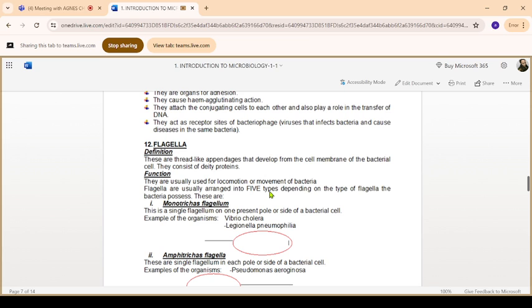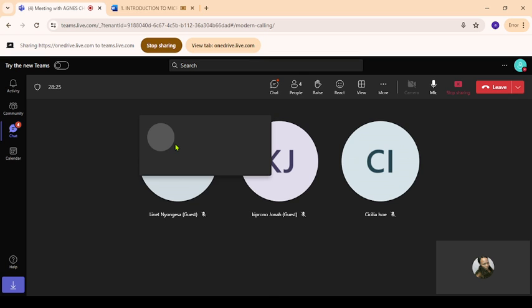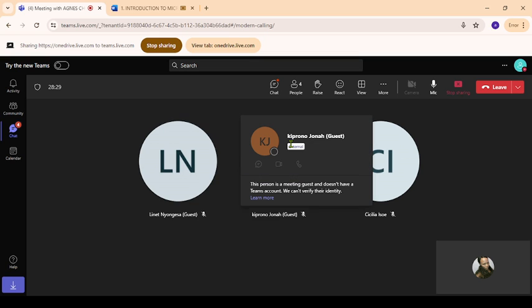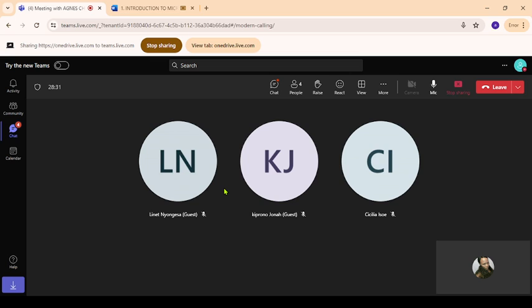I want to leave an assignment with you, which we will check on the next class when we meet next week. Kindly look at the types of flagella which are found in a bacterial cell. We have different types of flagella in a bacterial cell. So kindly go and research on it, and then you can draw the position of the flagella in each bacteria. That is where we will continue next week in our next class.